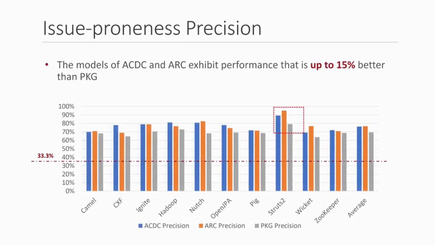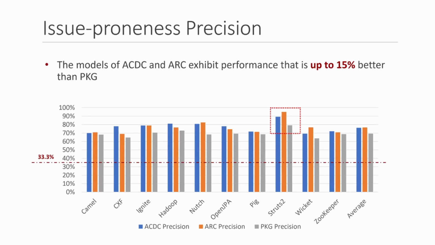Another thing that we want to point out in here is that the 2 techniques, ICSA and ARC, perform up to 15% better than PKG. So one conclusion in here is that the recovery technique plays an important role in order to have a better prediction capability.